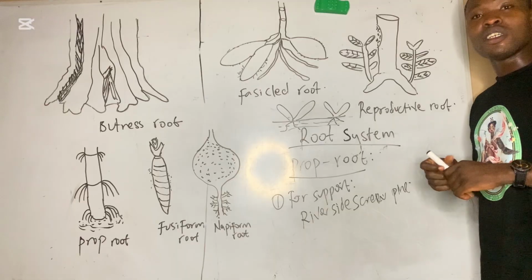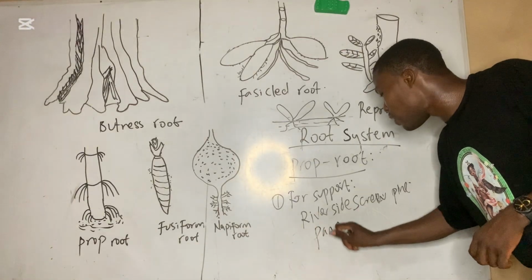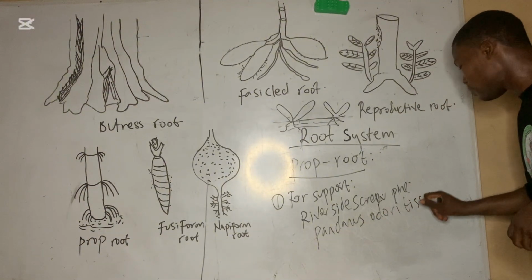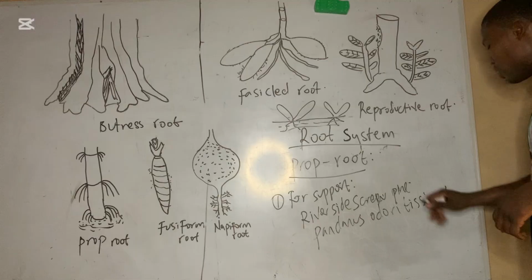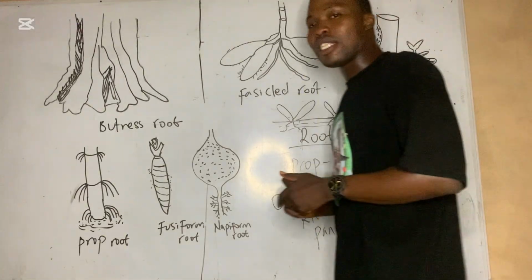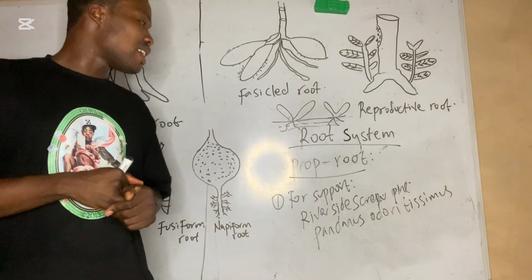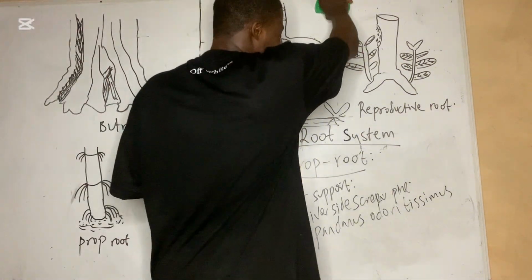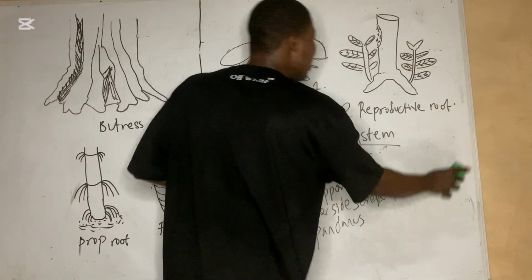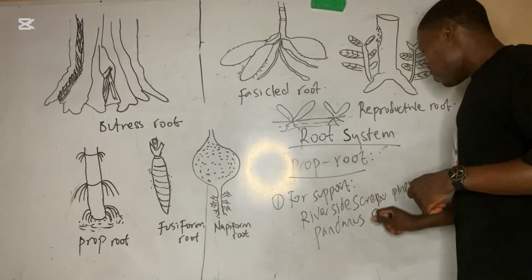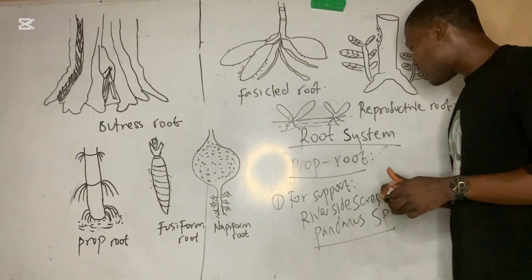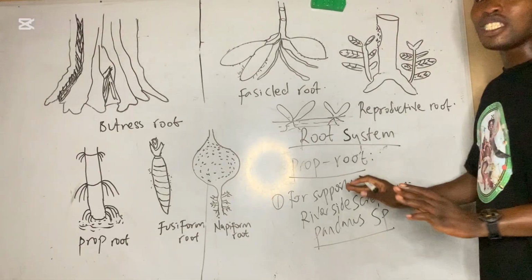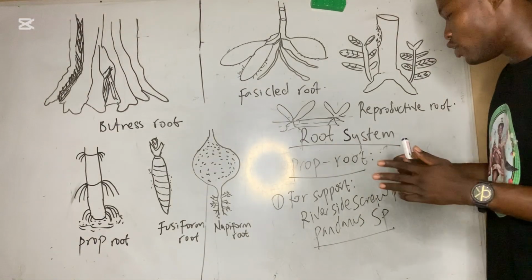The riverside screw pine is called Pandanus odoratissimus. Okay, that is the riverside screw pine. We can just say Pandanus species, but there are very many species of it. So when you see Pandanus in your exam, that's a riverside screw pine. It's a pine, but a riverside screw pine. There's a reason for this name, but let's not go there today. I was trying to check before this video.